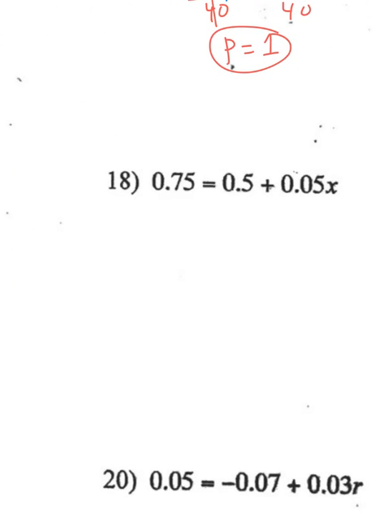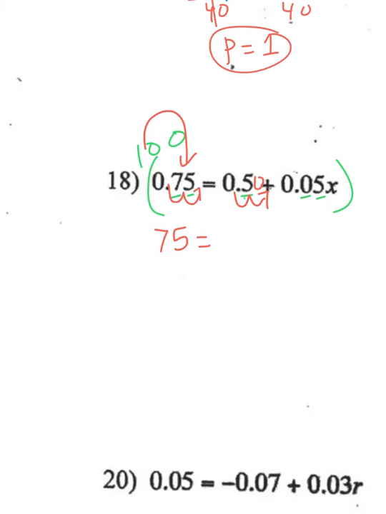Here's another decimal problem. Now, the problem with this one is that two of these decimals are in the hundredths place. This one's only in the tenths. So if they're in the hundredths, let's just times it by 100. So 100 times this is going to be 75. Move the decimal over 2 places. That turns into a 50. 100 times 0.5 is 50. And 100 times 0.05 is going to be 5x.